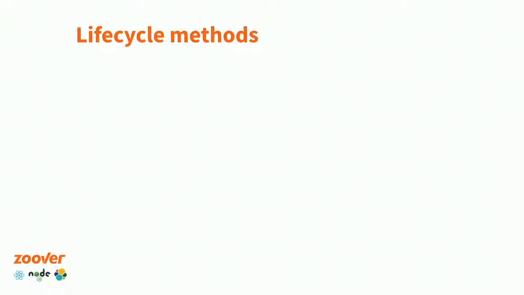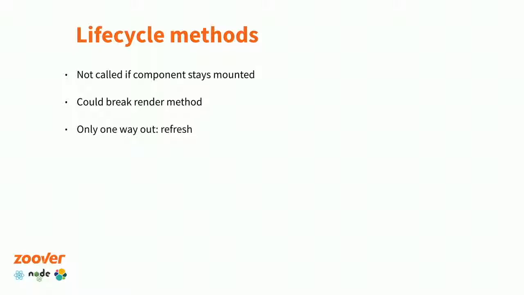static import. Another thing that is really hard to get right, and it makes sense that it's hard to get right, is lifecycle methods. So you have lifecycle methods like component will mount, component did mount, the constructor. They are obviously not called if a component stays mounted. So if you change anything within a render method that depends on changes in the constructor or component will mount or component did mount, that could break your render method because the lifecycle methods are never called. And the only way out here is to refresh, there's no way around it. If you want to keep local state, you won't have the updates in your lifecycle methods.